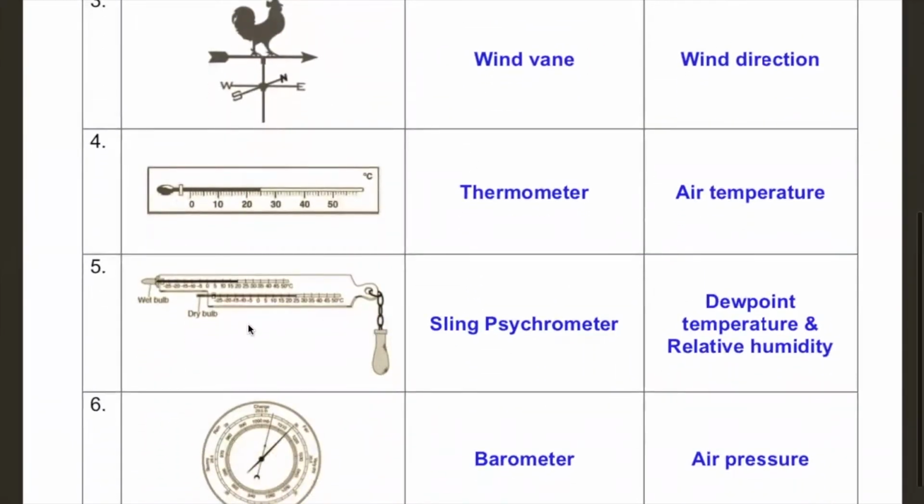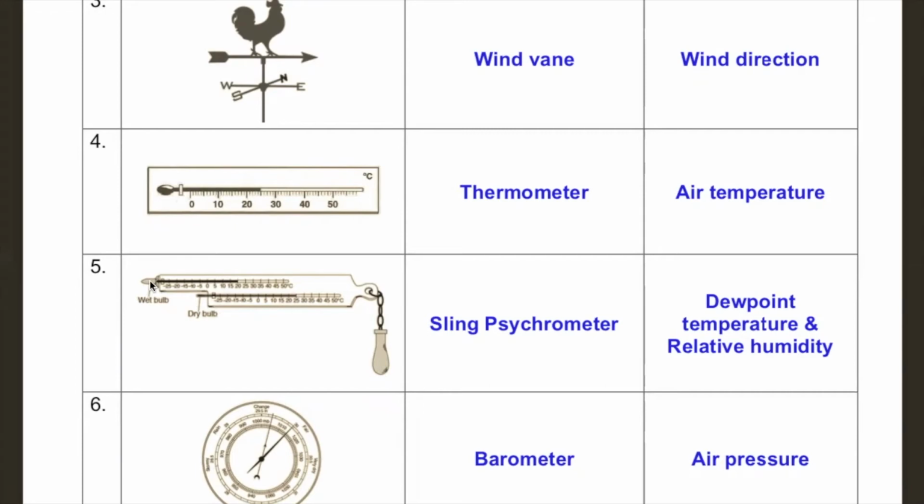Okay, number 5, we saw this picture in our notes. It's two thermometers on a stick that you can swing around. One is just a normal thermometer, the dry bulb, and the other thermometer has a little wet piece of cloth on the end. So what's going to happen when you swing this thing around? The dry bulb's just going to measure the regular temperature, but the wet bulb is going to cool down because water is evaporating off of this little cloth.